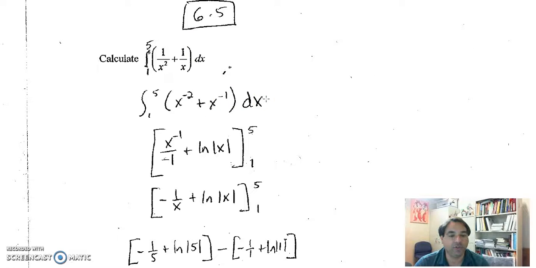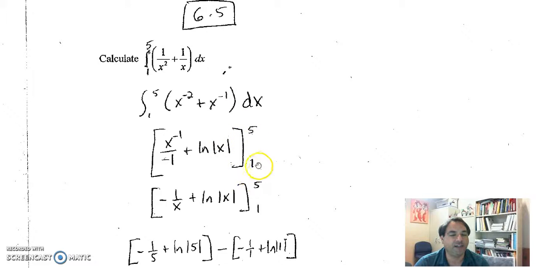We haven't taken the integral yet. Let's take the integral first. The integral of x to the negative 2, add 1 is negative 1, divide by it. So we have x to the negative 1 over negative 1, plus the integral of x to the negative 1 is ln absolute value of x. We're going from 1 to 5.